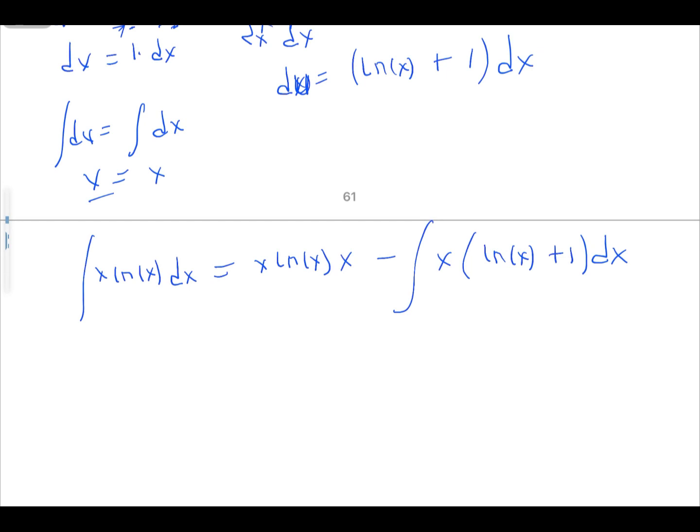From here, we need to further integrate this one. So when we simplify this one, what we are going to get is the integral of x ln x plus x, because I multiplied x through to open the brackets, dx.